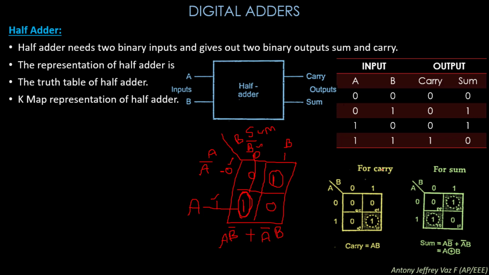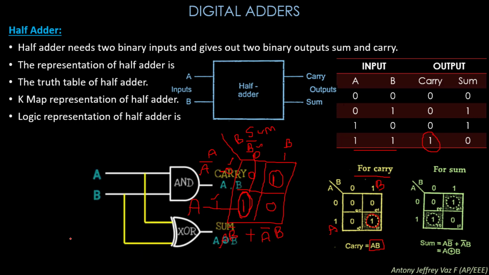Similarly for carry, you can see that the K-map is drawn, and you have only one element in carry, when both these inputs are 1. So you should have only one 1 over here, and this element here will be A, and here it will be B, so the carry will be A into B. This is represented as carry.